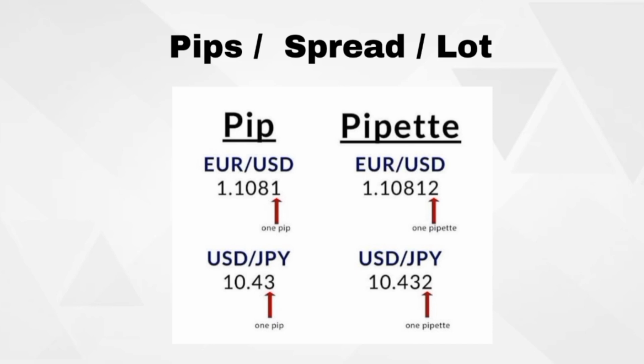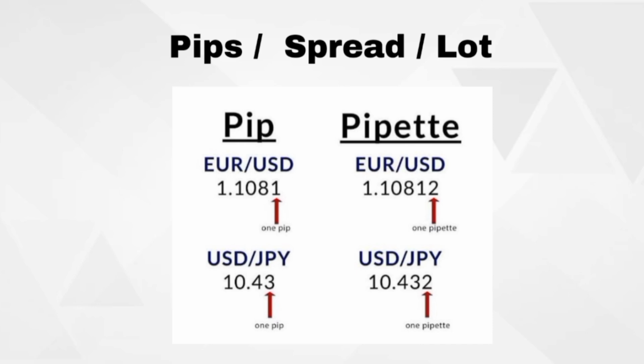So a pip is always the fourth number after the decimal point, or sometimes it can be the second number after the decimal point, as you can see in this particular slide. Remember I said pips are the movement in the market. So look at this particular pair, the Euro USD. You can see 1.1081. That one there is the pip.